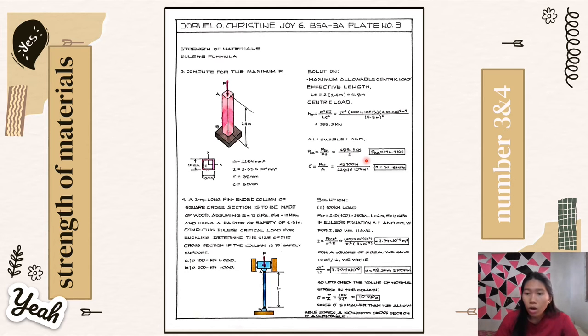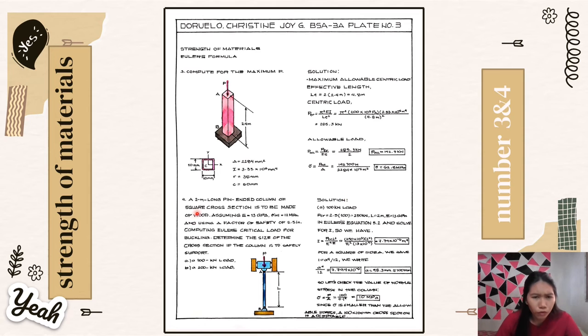So for the allowable load, P allowable is equal to Pcr all over Fs, is equal to 285.3 kilonewton all over 2. So the answer for P allowable is 142.7 kilonewton. So the normal stress is equal to P allowable all over A, is equal to 142.7 kilonewton all over 2,284 times 10 raised to negative 6 meter raised to 2. So the answer for normal stress is 62.5 MPa.